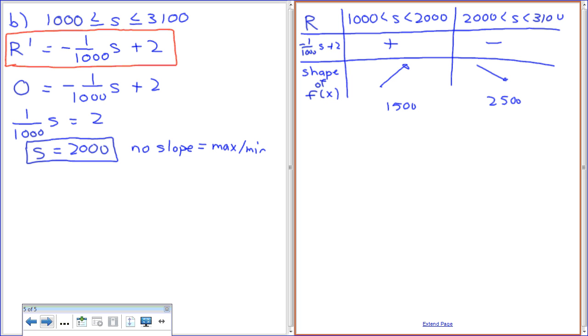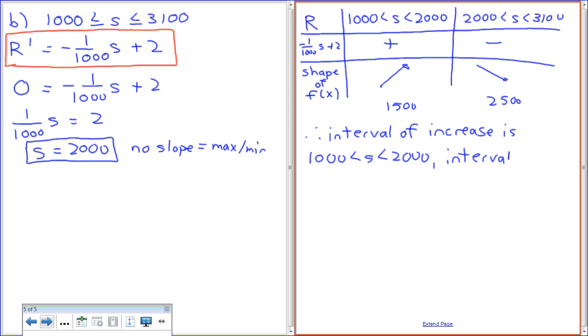So, what's the interval of increase? When are we increasing? From where to where? Thank you. Therefore, the interval of increase is 1000, so S is less than 2000, and the interval of decrease is 2000 to 3100. Does that sort of make sense now?